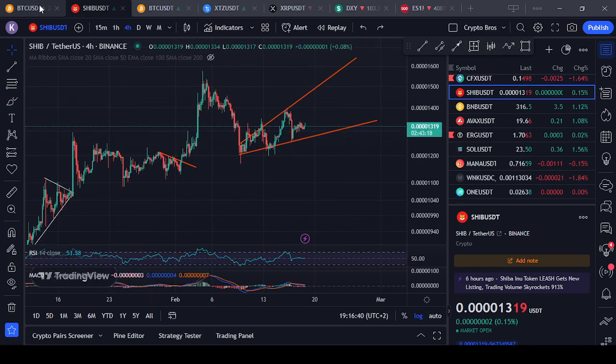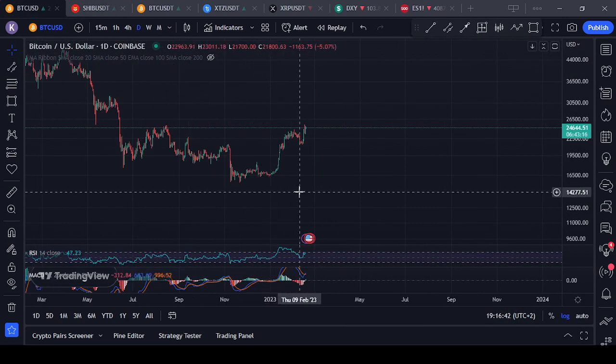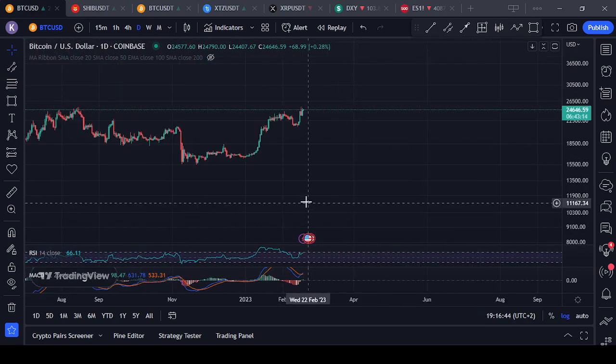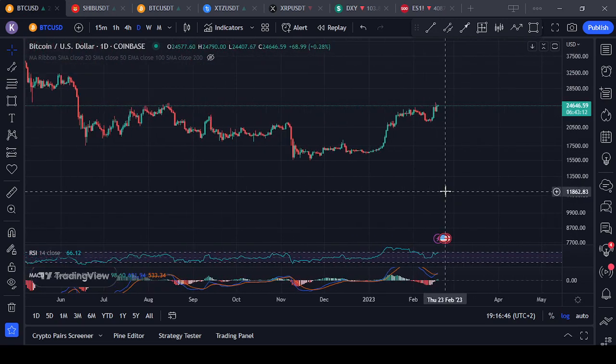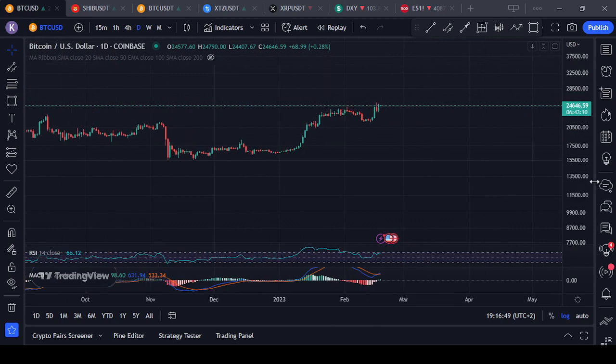Okay, so this would be a broadening wedge example, and this is our Bitcoin chart again. So how am I going to, let's say, apply everything?